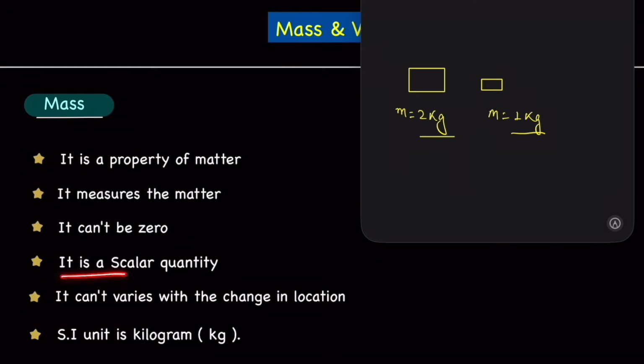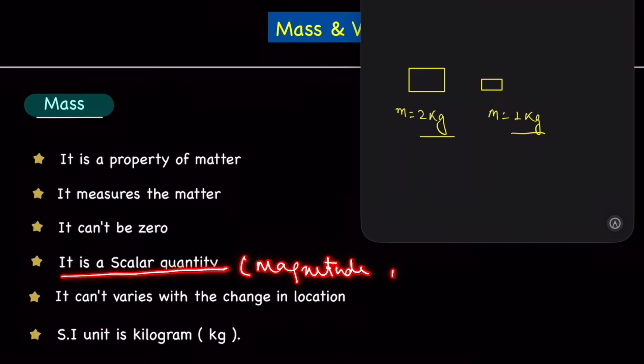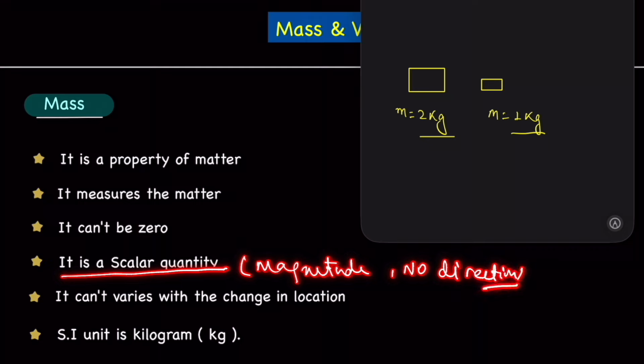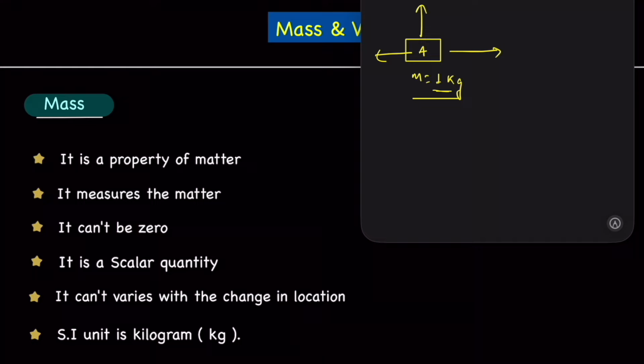Next is it is a scalar quantity. Scalar quantities are those quantities which have only magnitude but no direction. What is the meaning of this concept? If we consider this as a body A and it has a mass of 1 kg, and the body is moving in this direction or any direction, its mass doesn't depend upon direction. Its mass is always 1 kg. So from here we can say that mass is a scalar quantity.